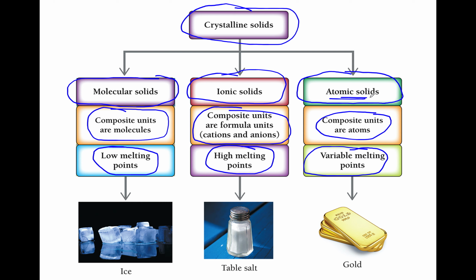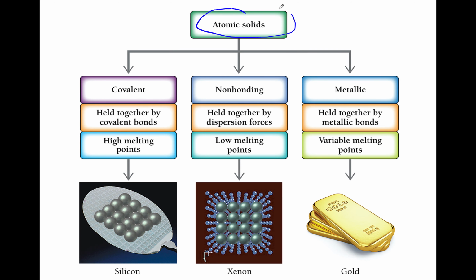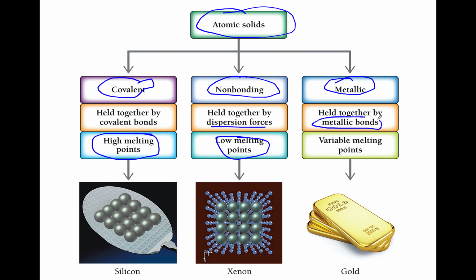Atomic solids, we pick up here, and now atomic solids is at the top. Atomic solids can actually be covalent, non-bonding, or metallic. Covalent, silicon's an example, carbon diamond's an example, that has very high melting points. If it's just weak dispersion forces holding things together, so there aren't any covalent bonds, that's low melting points. And then lastly, metallic bonding, we don't really talk about much in our chemistry classes, but metals are all around us, so it's kind of left out. But metallic bonds have variable melting points. Some metals will actually melt in your hand if you hold them, and then some have higher melting points, and so on.